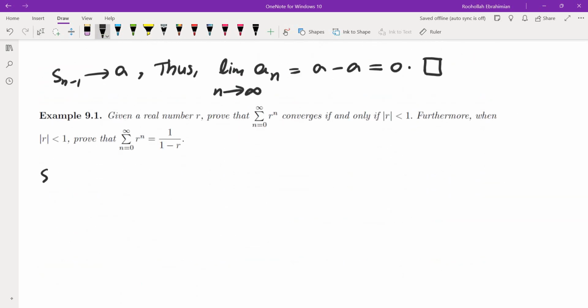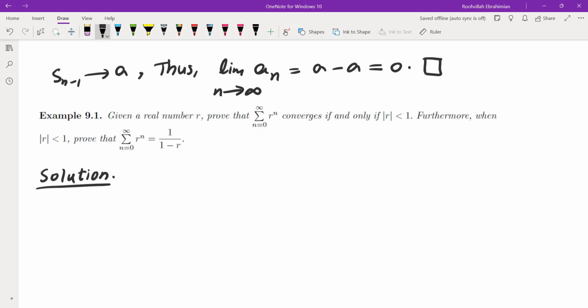Okay, let's apply that in this example. Given a real number r, prove that the sum of r^n when n equals 0 to infinity converges if and only if the absolute value of r is less than 1. So we will have to show this series converges if the absolute value of r is less than 1, and diverges if the absolute value of r is more than 1. The part about showing that the series converges cannot be done using the divergence test, because the divergence test can be used to show a series diverges. It cannot be used to show a series converges.